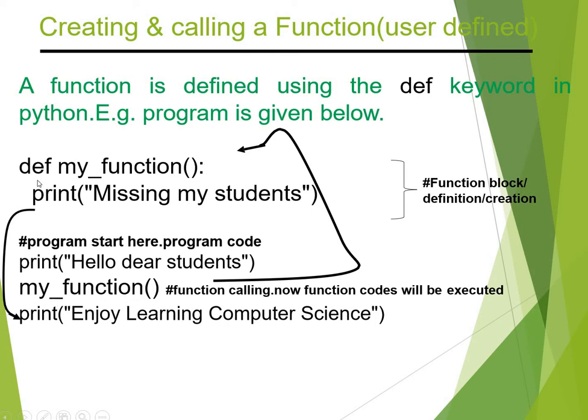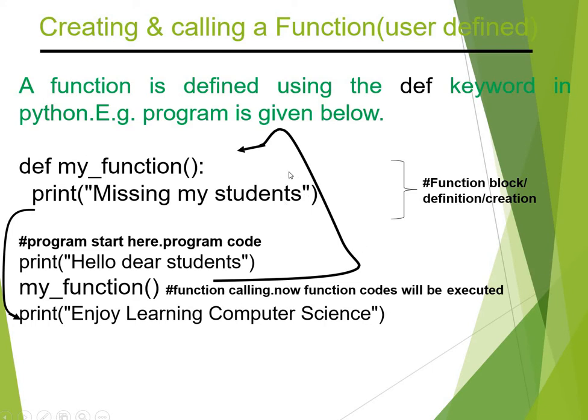While calling the function, the keyword def should not be used. Only the name of the function should be specified to invoke a function. When you invoke my_function, the control goes inside the function statements. What is inside the function? Print missing my students, so missing my students will be printed, and then control comes back here and prints the next statement, enjoy learning computer science. So the output of the program is: first hello dear students, then missing my students, then enjoy learning computer science.